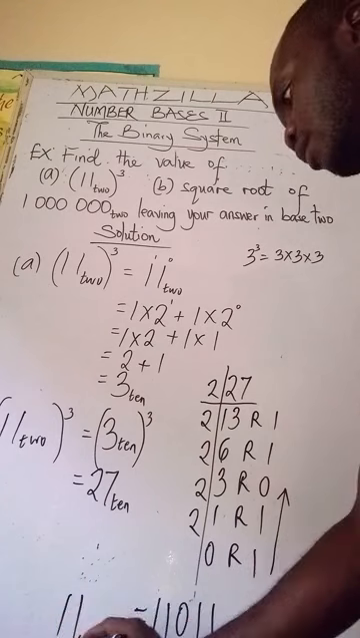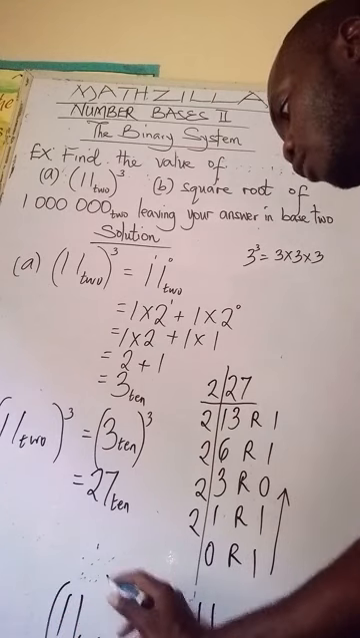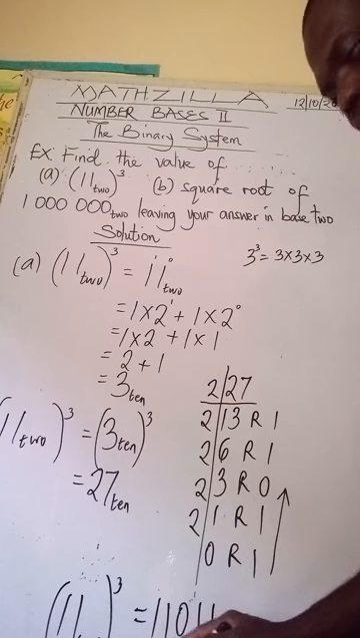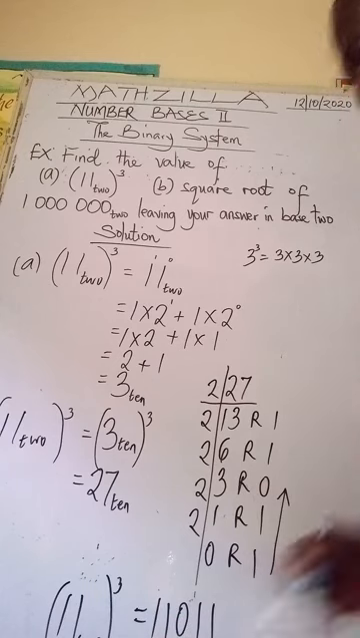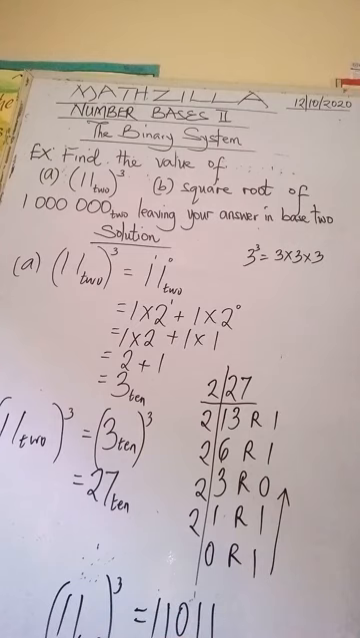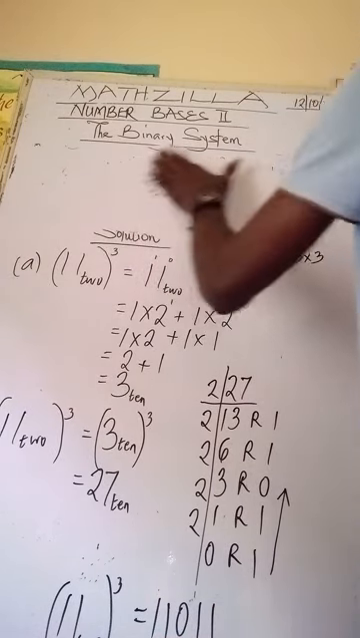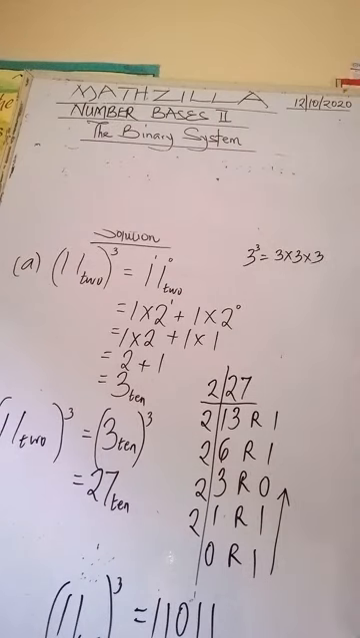So 11 base 2 raised to the power of 3 is now equal to 11011 base 2. So this is the first part of the example. So we'll be taking the B parts now. We'll be taking the B parts. The notes are already in the Google Classroom.